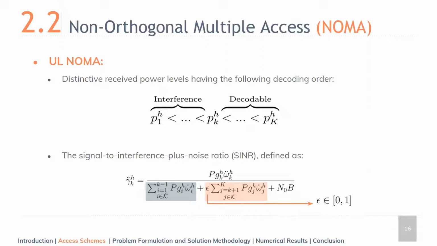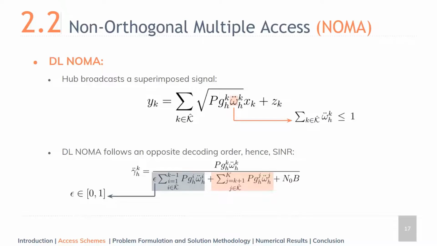As a result, the signal to interference plus noise ratio, SINR, is defined as follows, where the first term in the denominator constitutes the interference coming from lower rank nodes, and the second term constitutes the SIC imperfections induced by hardware limitations and channel estimation errors. This is modeled by epsilon, which has a value between 0 and 1. For the downlink, the hub transmits a superimposed weighted sum subject to the maximum power transmission. That is, the sum of power weights should be less than or equal to 1.